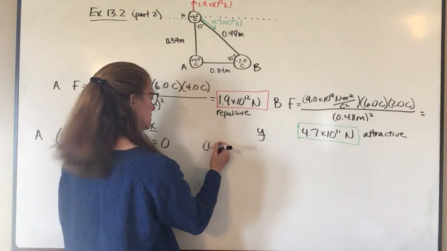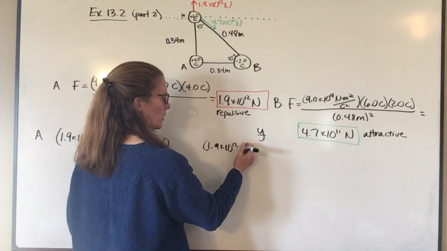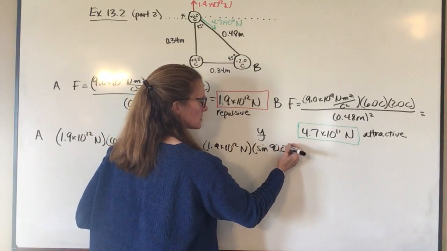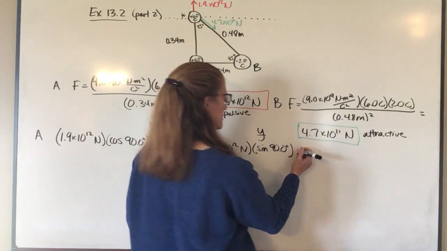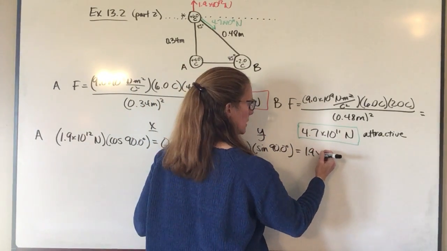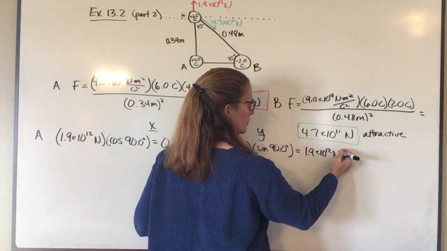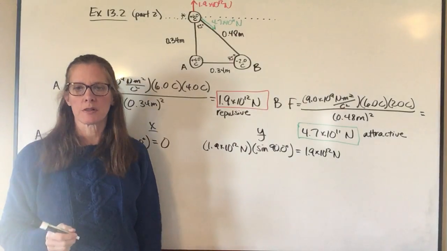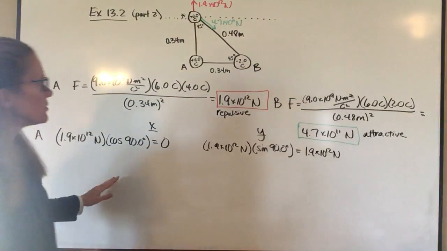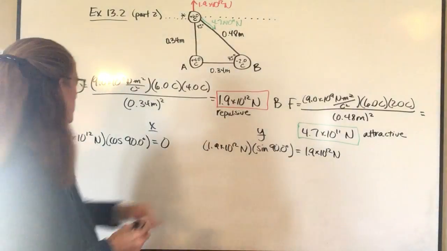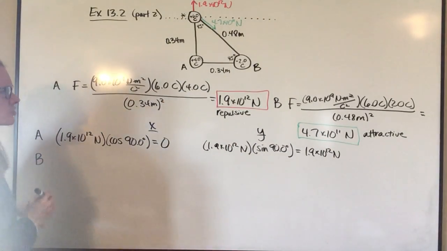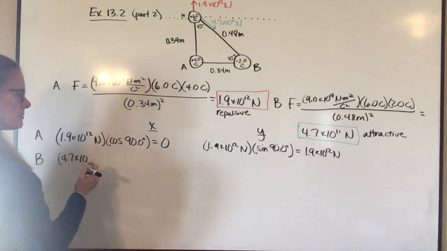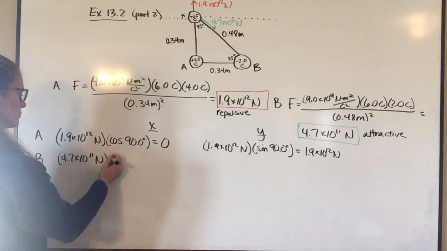I'll have 1.9 times 10 to the 12th newtons, and I'll take that times the sine of 90 degrees, which is 1, and so that will give me 1.9 times 10 to the 12th newtons here. Okay, again, all of the forces going completely in a vertical fashion. Now I need to do the same thing with force B. So force B was 4.7 times 10 to the 11th newtons.